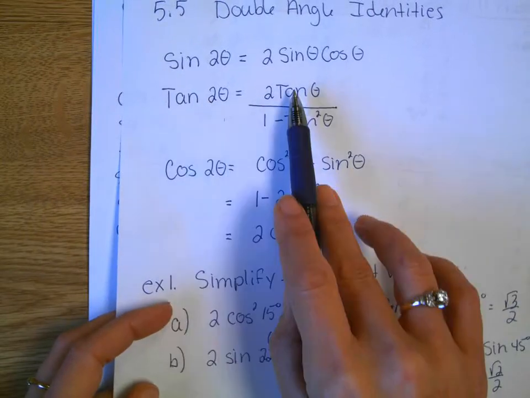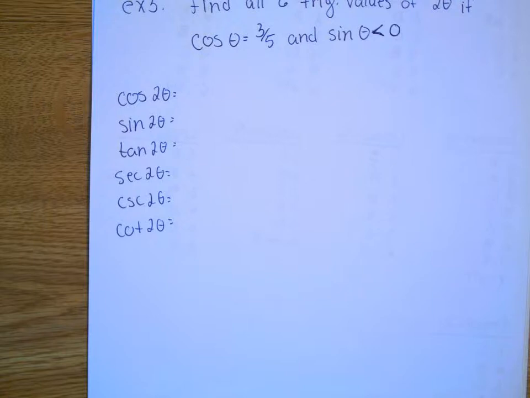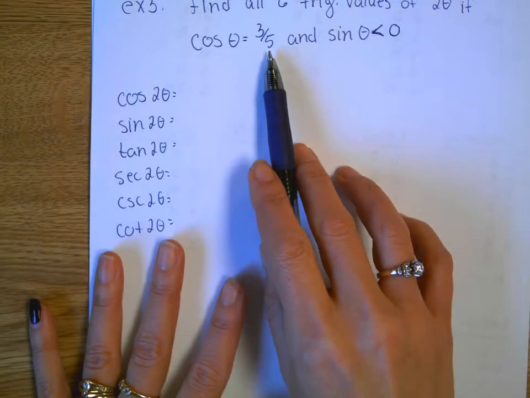I need Jesus. Yes, I do. And when I get to tangent, I'm going to need to know tangent. If I know one ratio, how am I going to find all the other ones? Triangle. You need a triangle to get all the other ones. Okay, I need to sketch a triangle for theta.